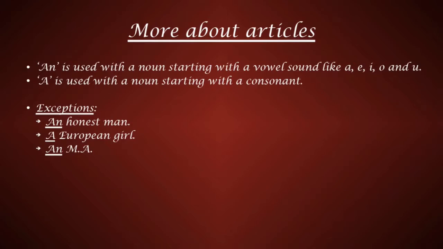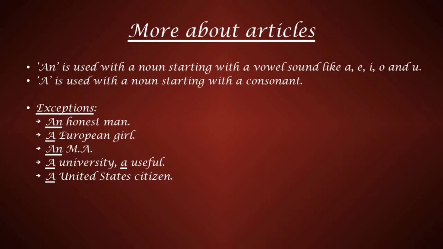Number 4, a university and a useful. Here, although the words university and useful start with a vowel U, we use "a" before university and useful because they start with a consonant sound like Y-E-W. Number 5, a United States citizen. Here, the word United starts with a consonant sound Y. So we use "a" before United.